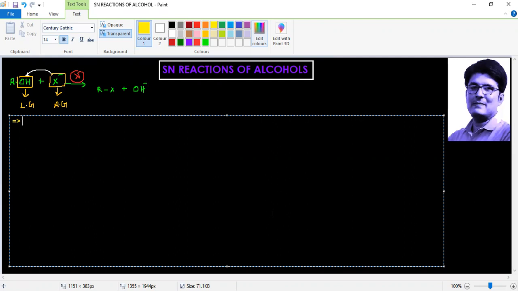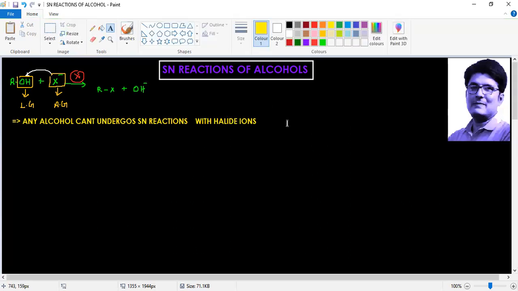First of all, any alcohol cannot undergo SN reactions, that means nucleophilic substitution reactions, with halide ions, with X minus. Why is it that alcohols cannot undergo substitution with halide ions? I will show you.